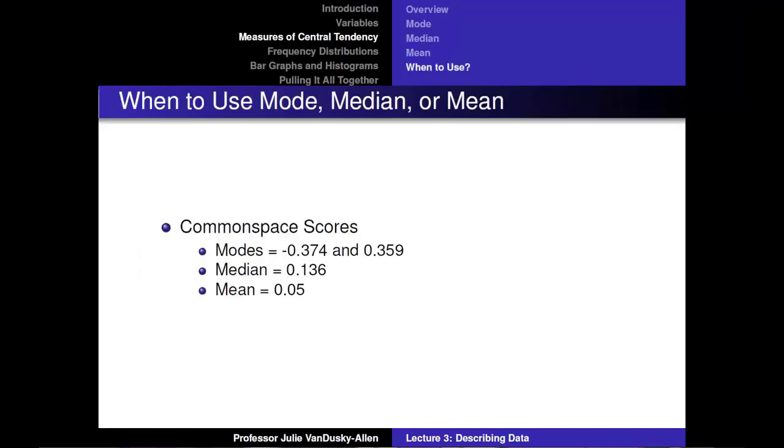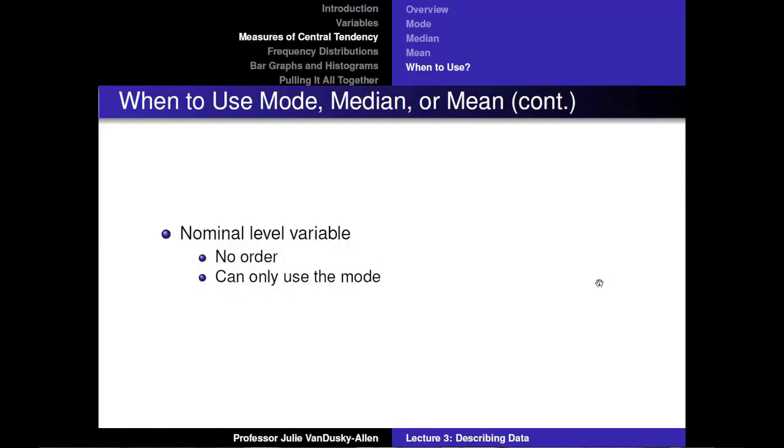So, in sum, there are three different measures of central tendency: the mode, median, and mean. All three measures give us different values, as in the Commonspace score example, leading us to draw different conclusions about the average or typical case of a variable. So when do we use these three different measures?